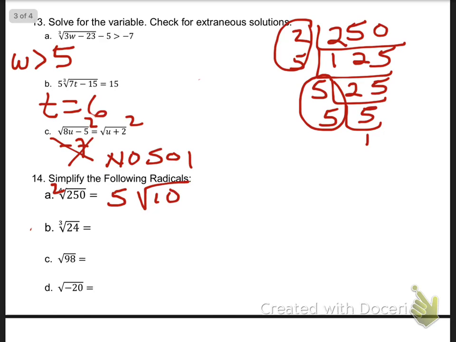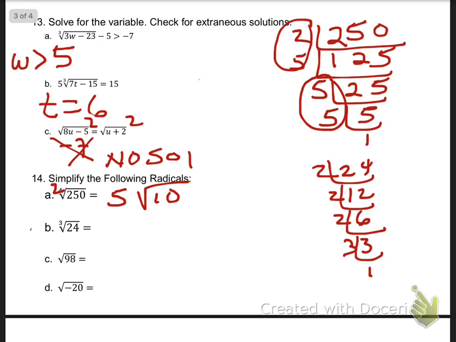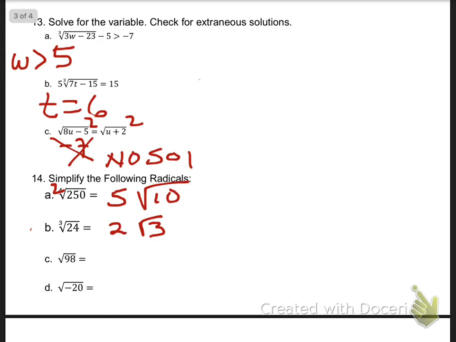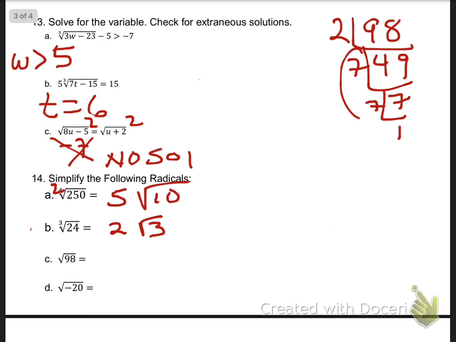Okay, let's do the cube root of 24. So let's do this. 24 is 2 times 12. 12 is 2 times 6, is 2 times 3, is 3 times 1. Okay, so there's my candle. Now because it's the cube root, I'm taking 3 at a time, so 2 comes out, and who is left in is 3. Okay, let's do 98. So I'm going to divide by 2, and I get 49. The only thing I can think of is 7. So I got 7 and 2 left over.